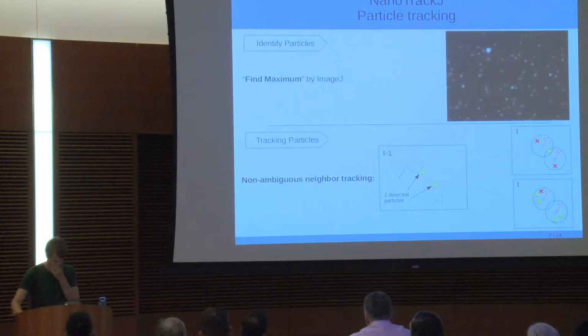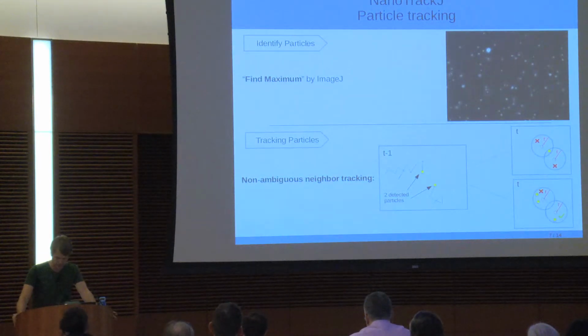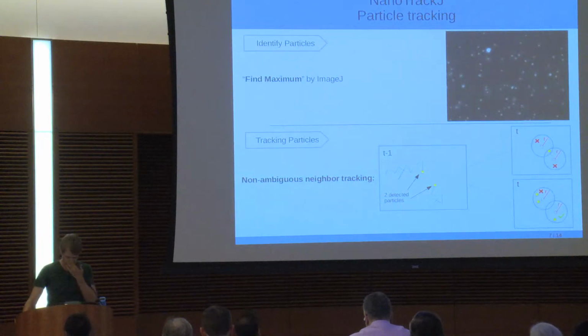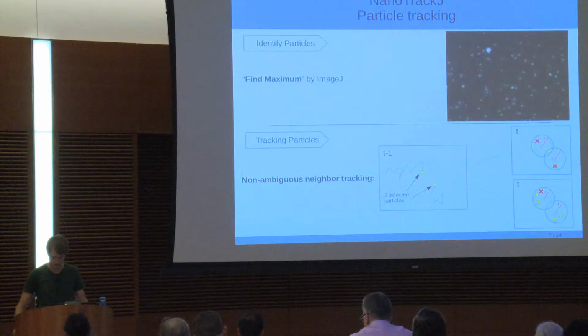Now some technical details. J basically consists of two steps: the identification of the particles by the find maxima method of ImageJ, and the connection or tracking of the identified particles. I think everyone knows the find maxima method, so I don't go into the details here. After the particles in each frame were identified, NanoTrack tries to reconnect them. It does the reconnection using a simple method, what we call non-ambiguous neighbor tracking.